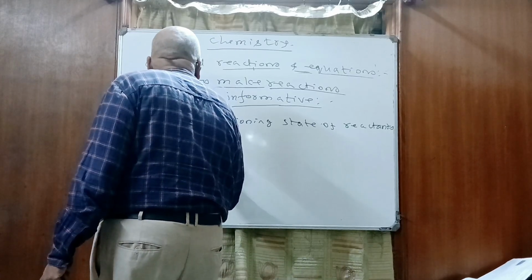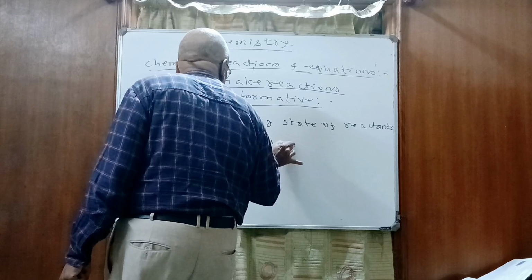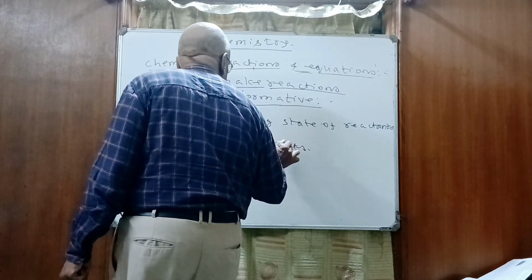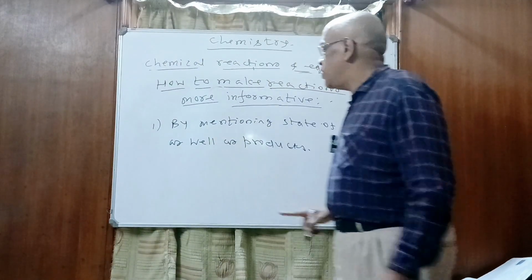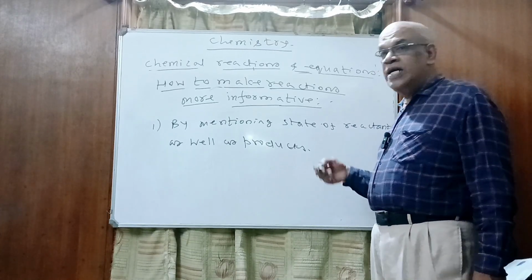As well as products in the chemical reaction. In the chemical reaction, how to make reaction more informative? By mentioning state of reactant as well as products in the chemical reaction.